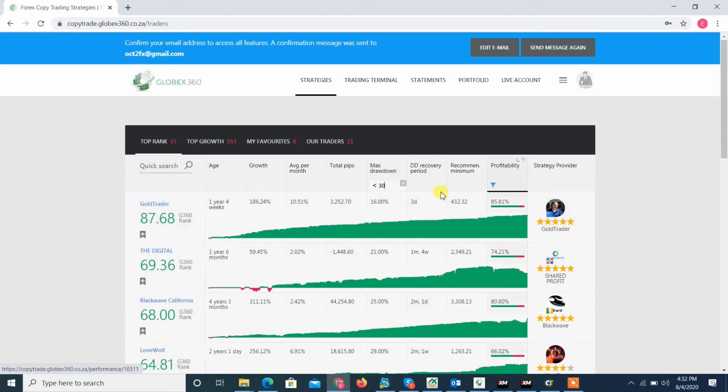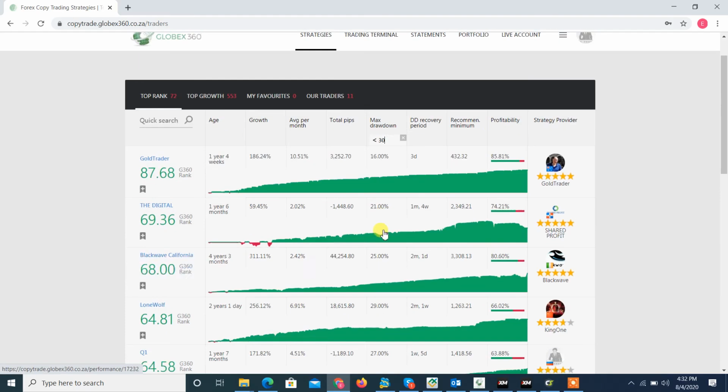What it will do is show you traders that have never lost, on equity, not just on balance, more than 30% of the trading account, right? So that's the first thing I do.